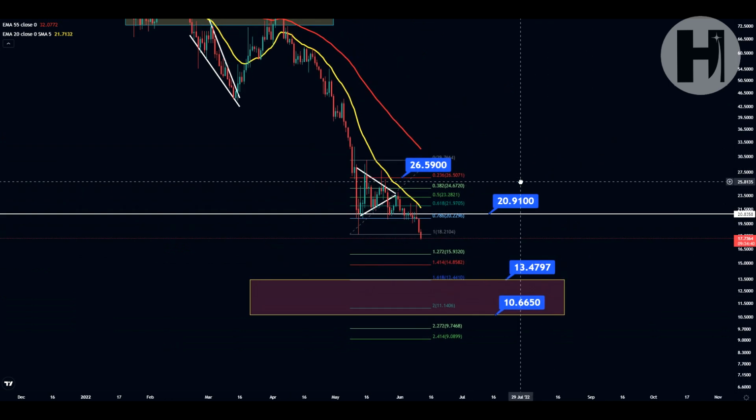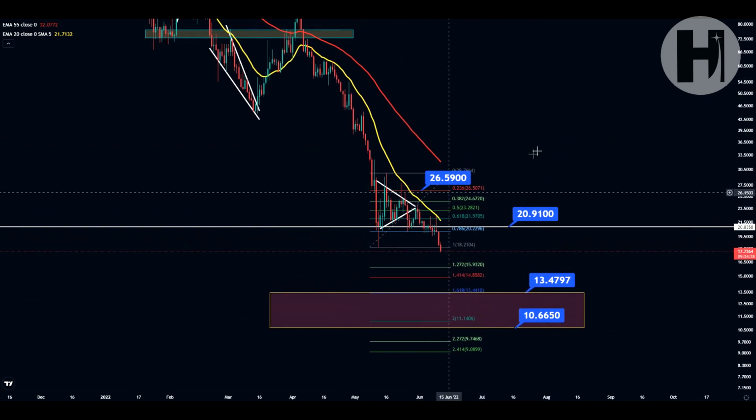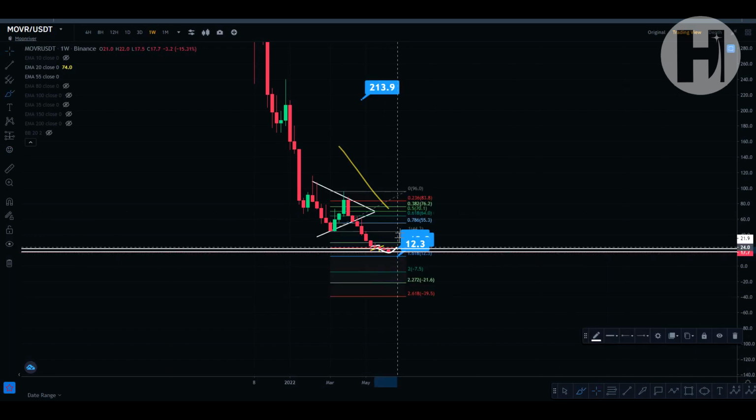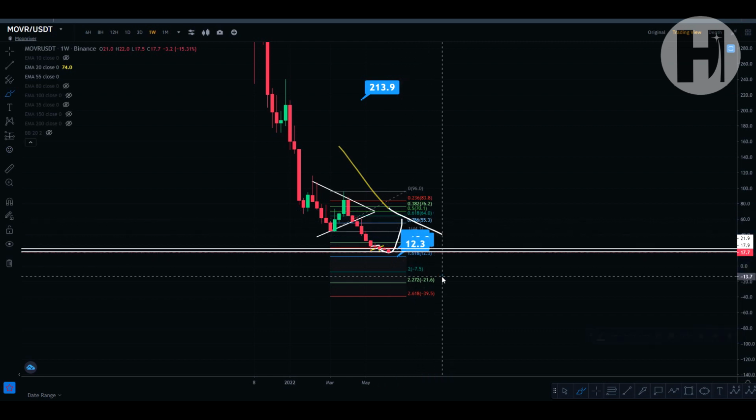Now, I do want to switch over to the Binance website right now for more indicators. So moving over to the weekly chart here for Moonriver, you can see where the 20 EMA is. The yellow line over here is the 20 EMA. We haven't had a back test of resistance in quite a while. We could potentially see a relief rally, right? And then we could get rejected from the 20 EMA and continue moving downwards.